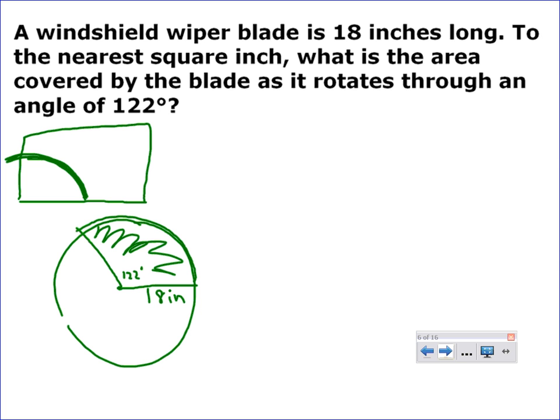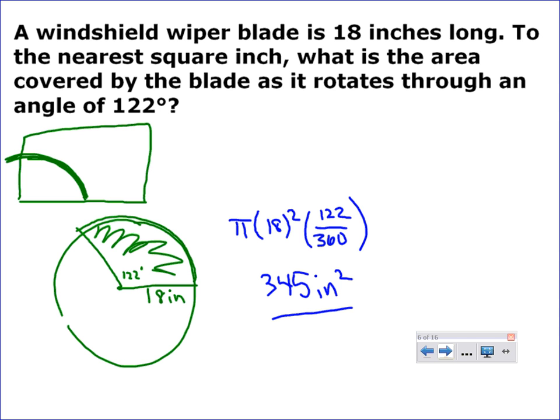We know that the central angle is 122. So again, pi times radius squared times the degrees out of 360. This one we just need to find to the nearest square inch. So I'm just going to plug into my calculator 18 squared, multiply it by 122, then divide it by 360, and then multiply it by pi. So to the nearest square inch, it's 345 square inches.